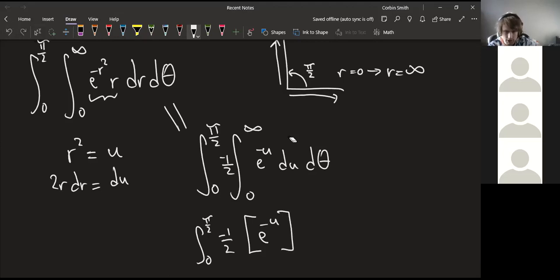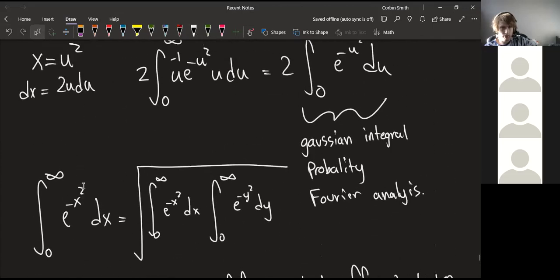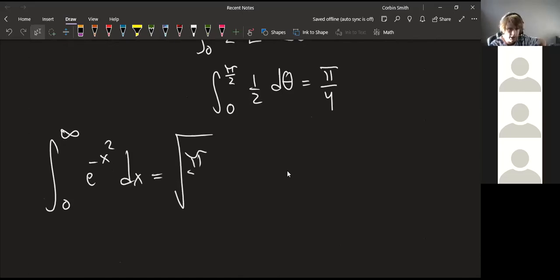E to the minus u, 0 to infinity d theta. So at infinity, this thing is 0. At 0, this thing is 1, but we're subtracting it, so the minuses cancel out. So we get pi over 2 to 0, 1/2 d theta, which is just equal to pi over 4. So if we go all the way back up here, this Gaussian integral is equal to the square root of this thing. So the integral from 0 to infinity of e to the minus x squared dx is equal to the square root of pi over 4, which is equal to the square root of pi over 2.